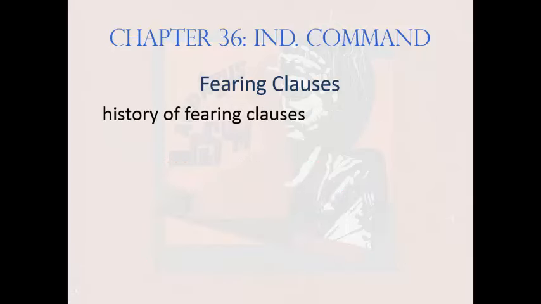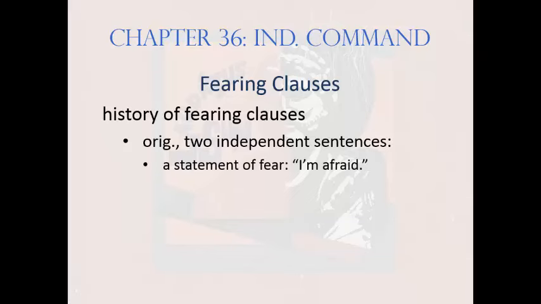The only thing really exciting in all of this is the history lying behind fearing clauses. In particular, why ut and ne are reversed. Here's the reason. Originally, the main sentence and the fearing clause were two separate statements, each with their own independent grammar. The first, what will become the main sentence in a fearing clause, expressed fear, such as, I'm afraid, period.